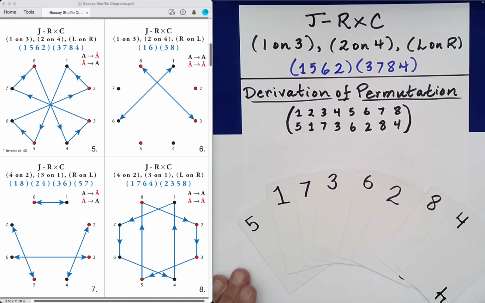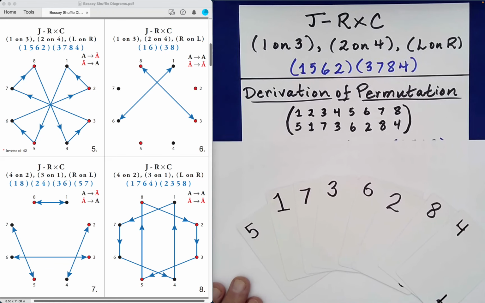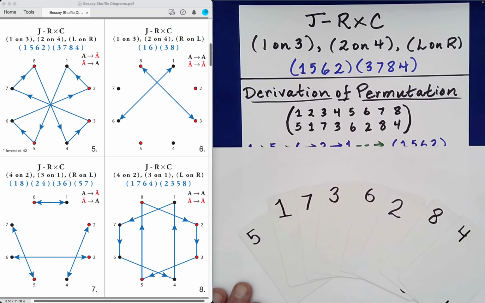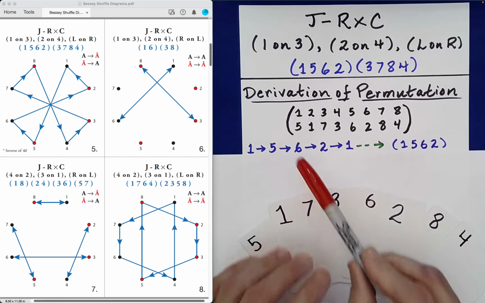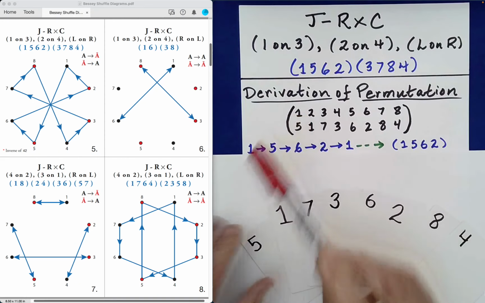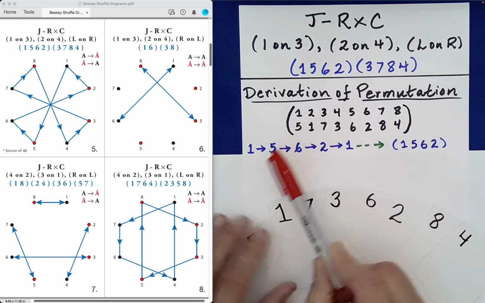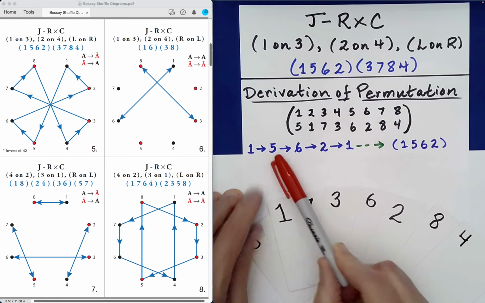Now given that information, we can rewrite that 2-line notation into 1-line notation, also called cycle notation. So how this works is you begin with 1 up here. 1 goes to 5, so I have an arrow from 1 to 5.